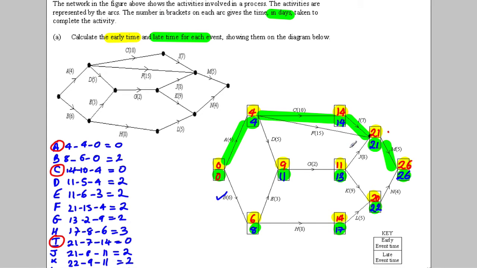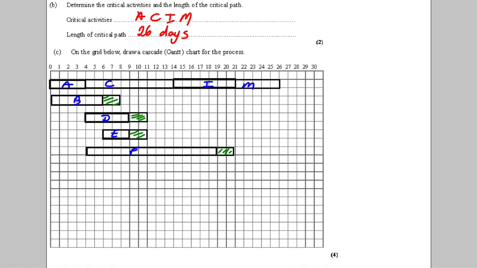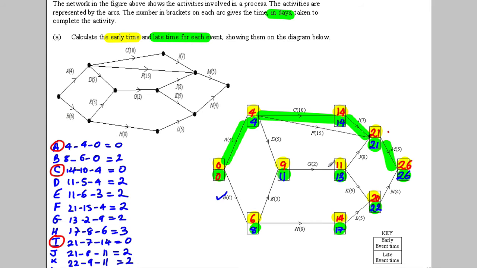A, B, C, E, F, G. So G starts at 9, ends at 13, is 2 long. So starts at 9, ends at 13, is only 2 long. So that would be G, and that would be my slack there. So I've done A, B, C, D, E, F, G. Now I just need H.